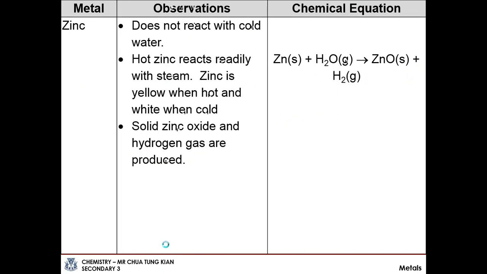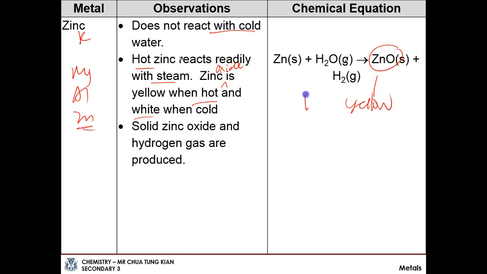Zinc is one step below aluminium, so it's magnesium, aluminium, zinc, with potassium at the top. Zinc does not react with cold water. All the metals below zinc will not react with cold water, but zinc reacts readily with steam, hot zinc with steam, and this is important. The zinc oxide is yellow when hot and white when cold.